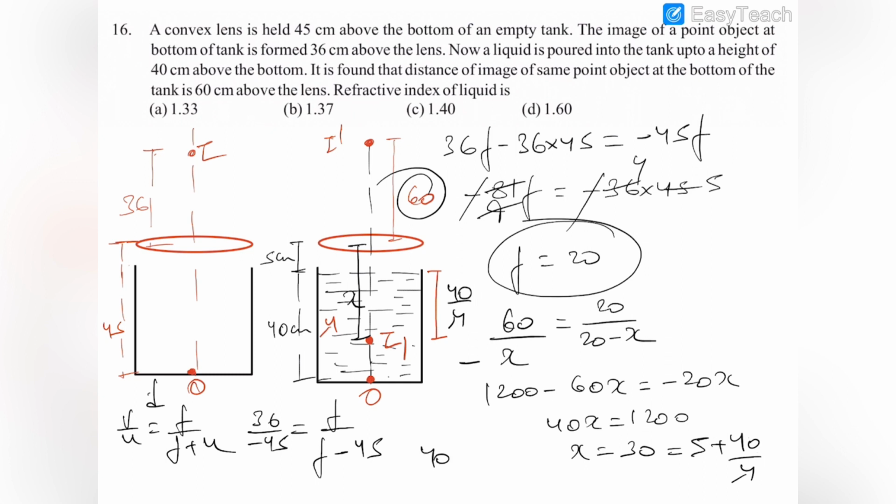So 40 by mu will be equal to, this is 25, and this is 8 and this is 5. So mu will be equal to 8 by 5, and 8 by 5 is 1.6. So the correct option will be option number D. Now we move on to the next question.